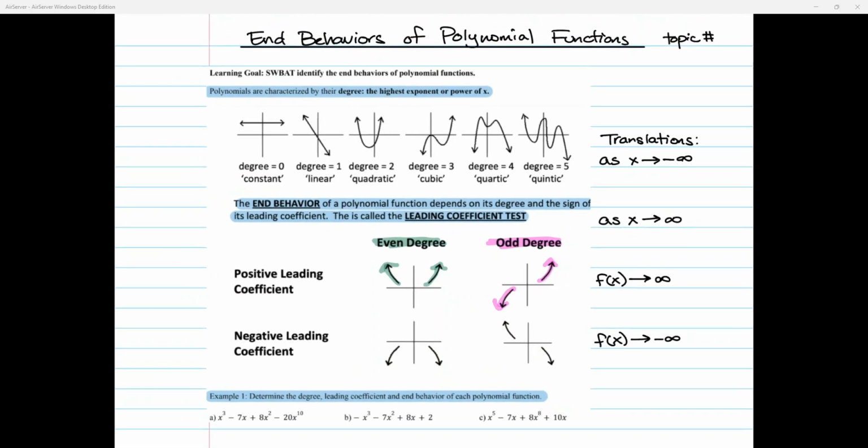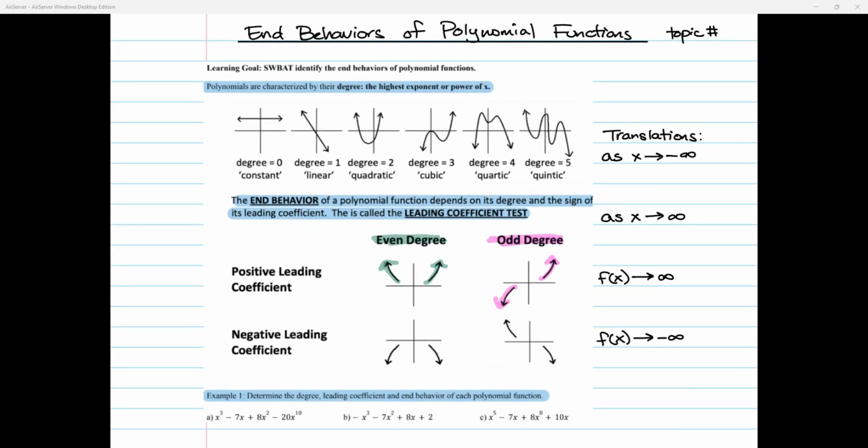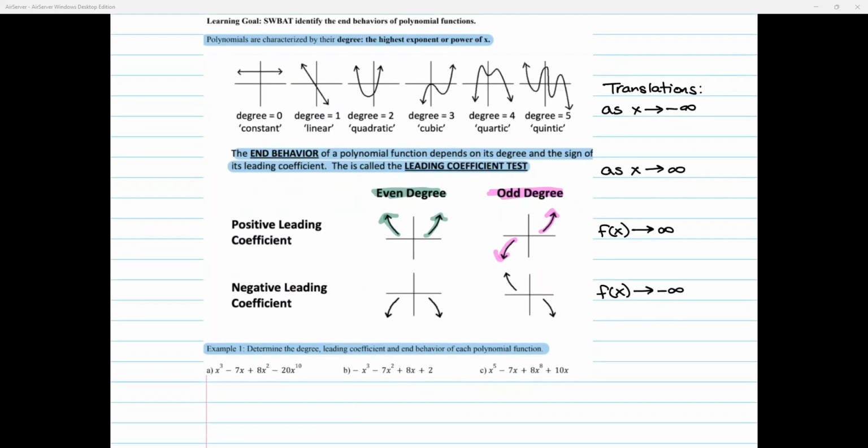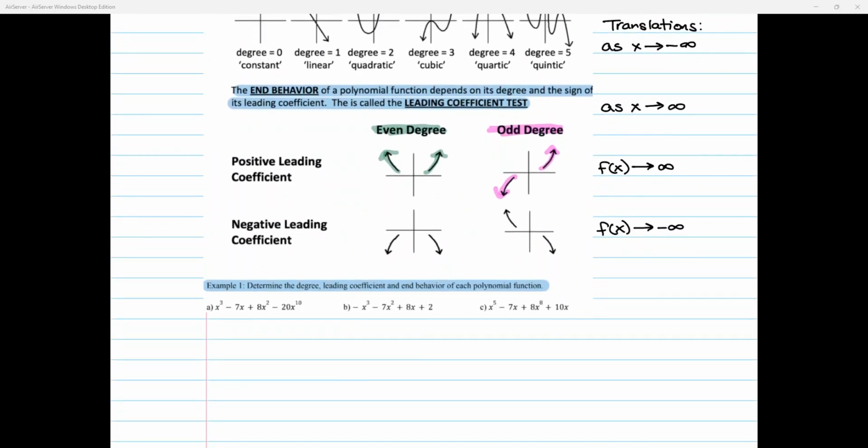We'll talk about these translations in a little bit, and we'll fill these out as we move along. Let's just get the gist of what's going on here. So, example: determine the degree, the leading coefficient, and the end behavior of each polynomial. All right, so here's what we're going to do.